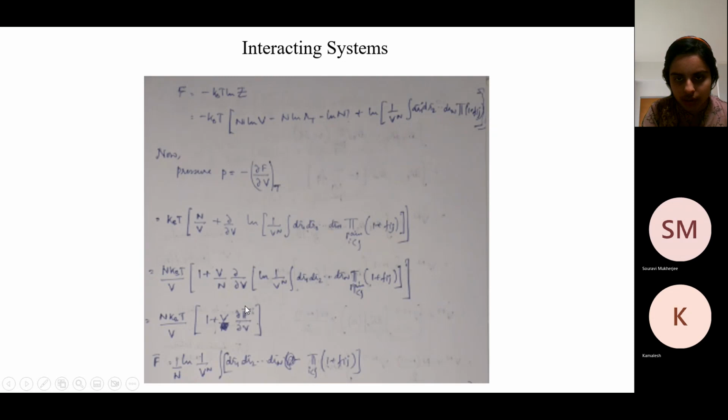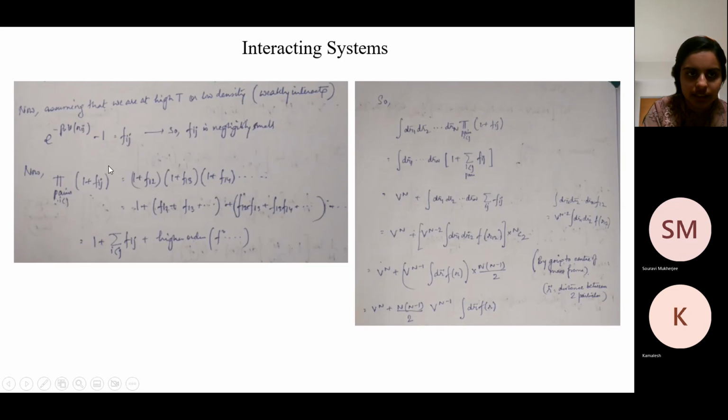So here, this is the product of 1 plus Fij terms. So this term, 1 by N ln of 1 by V^N integration over the different position coordinates of the product of 1 plus Fij, this is termed as F bar. Okay. And then you can see that now the pressure expression has been modified. It has this first term, which is the normal ideal gas term, but then we have this additional term. So we'll solve for F bar and del F bar del V and see what we get.